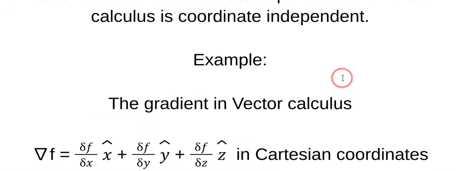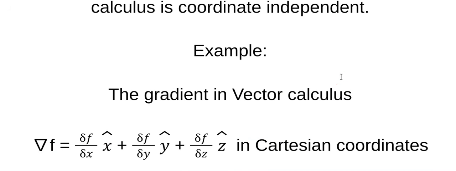Here is the gradient that you've studied in vector calculus. It shows the del operator of a scalar field is equal to the differential of that scalar field with respect to the coordinates x, y, z times the basis vectors in Cartesian coordinates, x hat, y hat, z hat, or whatever your favorite is, i, j, k. They're all the same. Okay, so this gradient is dependent upon the coordinate system you've chosen.